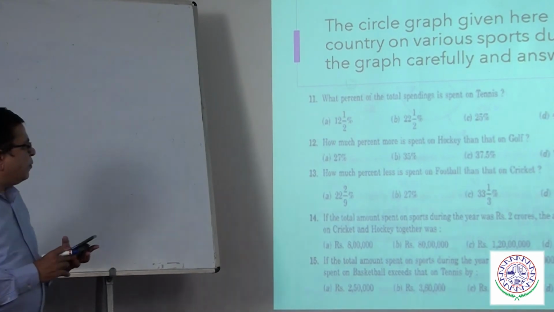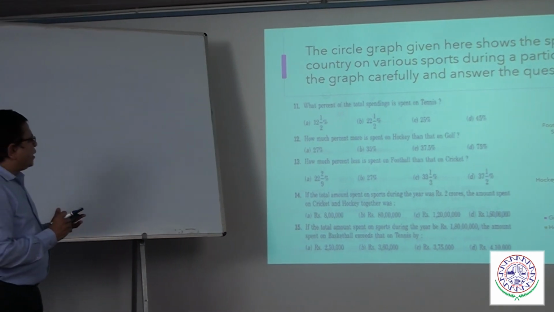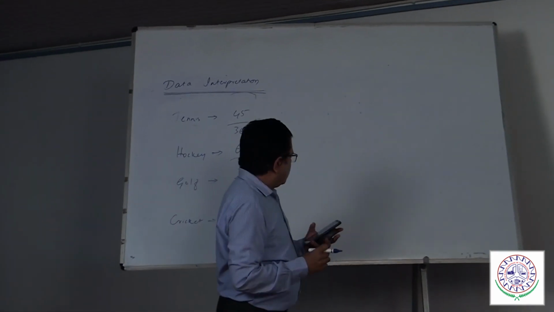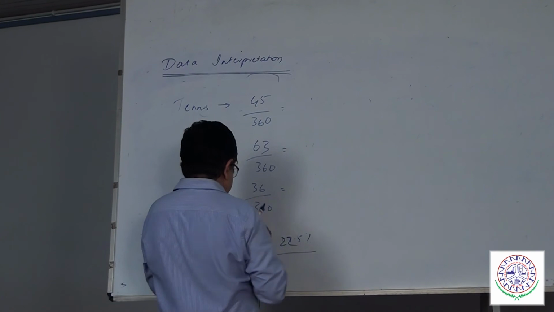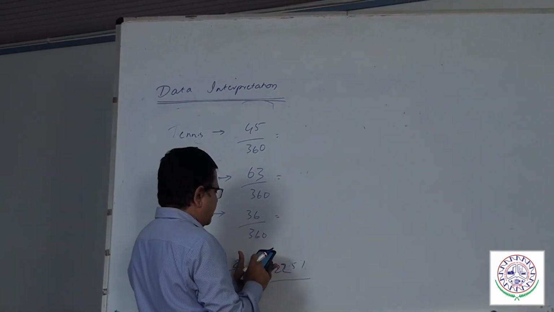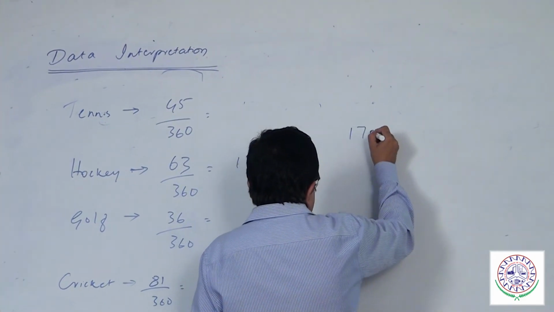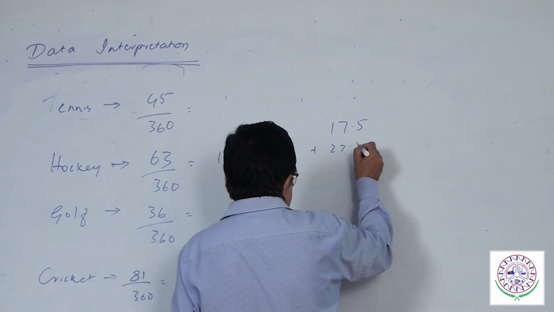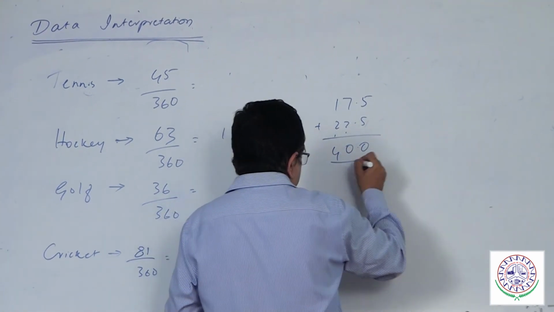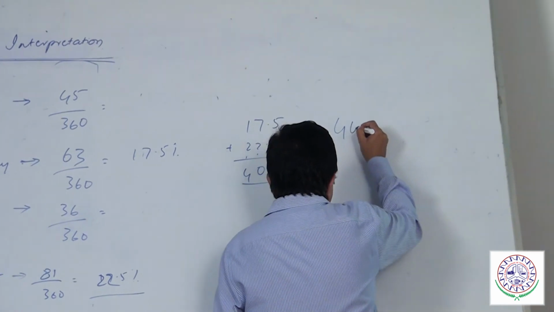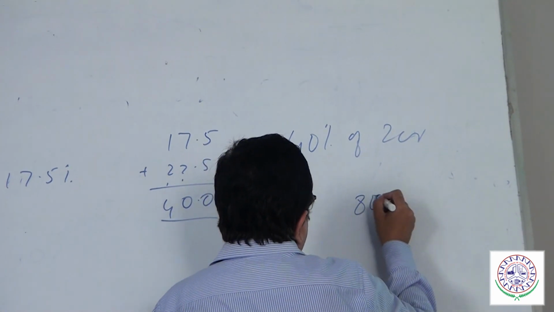Question number 14, if the total amount spent on sports during the year was 2 crores, that means the whole pie is 2 crores, the amount spent on cricket and hockey together was how much? On cricket, we saw earlier it is 22.5%, on hockey it is 63 divided by 360, so that is 17.5%. So 17.5% plus 22.5%, that makes it 40%. So 40% of 2 crores, that is 80 lakh rupees.